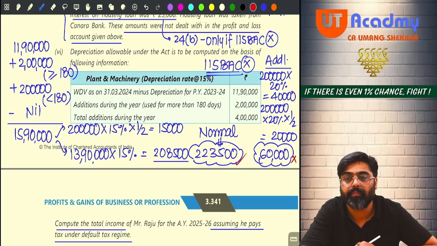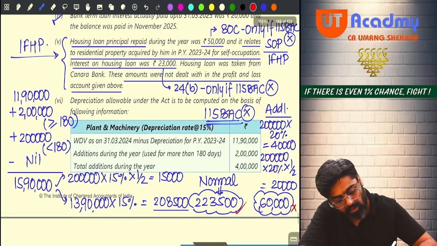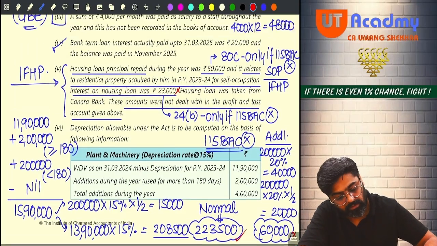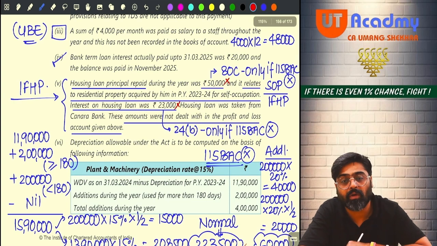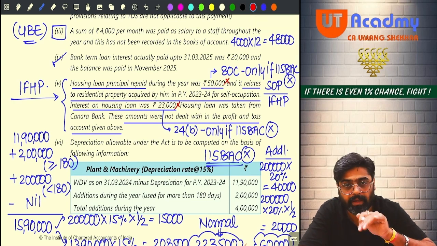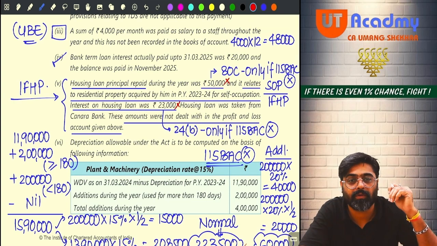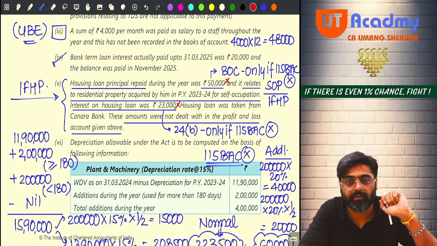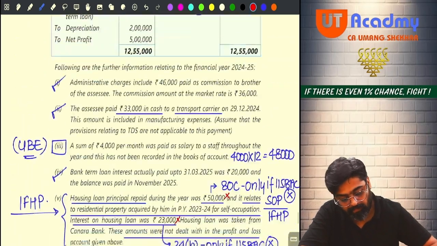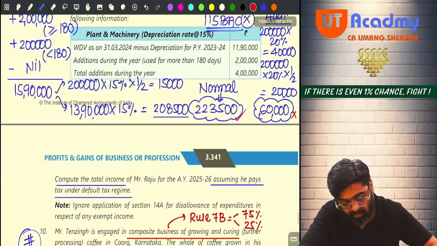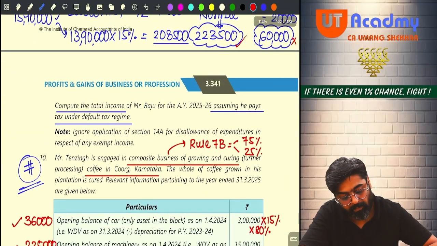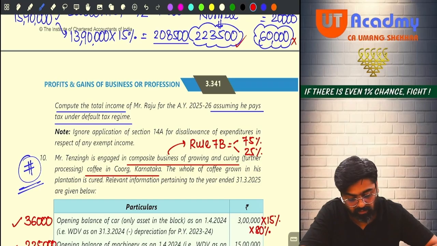Getting my point? Are you following 115BAC? Yes. So this interest will also not be allowed. This deduction is also not allowed. Without taking all these deductions, you are supposed to calculate your total income. Without taking these benefits, you are supposed to calculate your total income. Getting my point, everyone? Now see, we have completed all the adjustments. Okay. Note, ignore application of section 14A for disallowance of expenditure in respect of any exempt income. Okay, no problem.